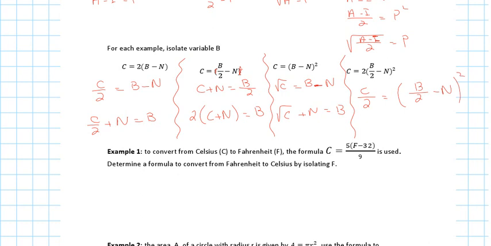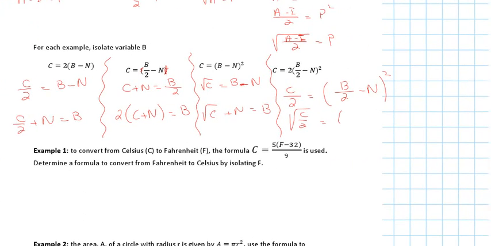Now what do you want to do after? Square root. So you're going to square root the C over 2. I can get rid of my brackets now. I don't need my brackets. Okay? What will be your next? Move the N.